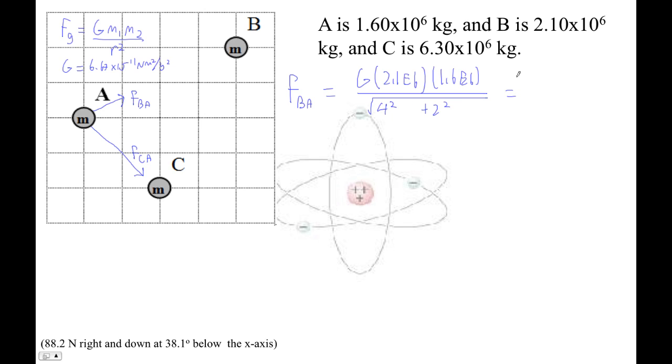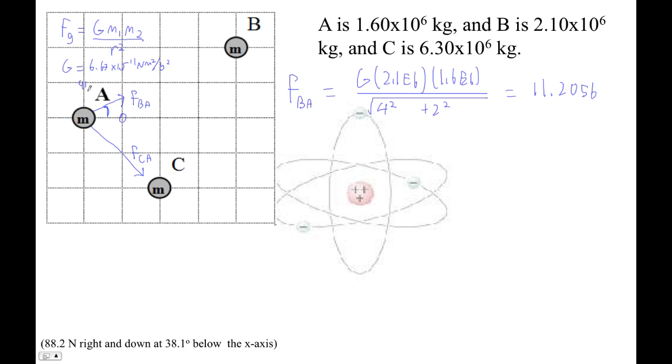All right, let's do that. 6.67 E minus 11 times 2.1 E6 times 1.6 E6 divided by 4 squared plus 2 squared. Now obviously I don't have to do the square root of the square. And that's 11.2056. Okay, and that's FBA, and it's at some funky angle like this.